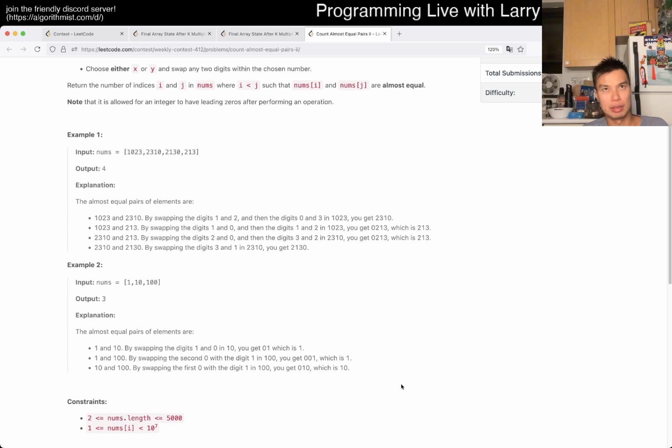Ten to the 7. What's 10 to the 7? So less than 10 to the 7. So 7 digits. 2 to the 7 is what? 128. 120 times 5,000 should be okay.